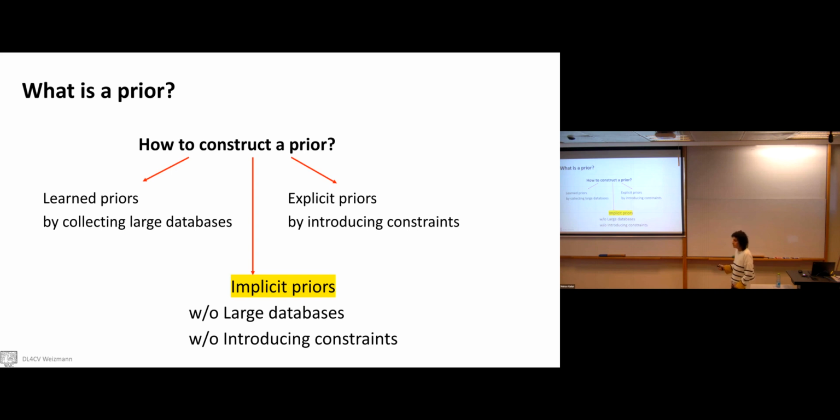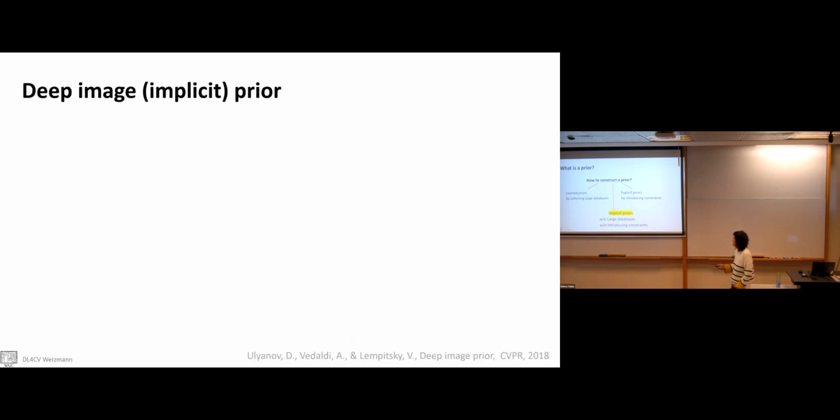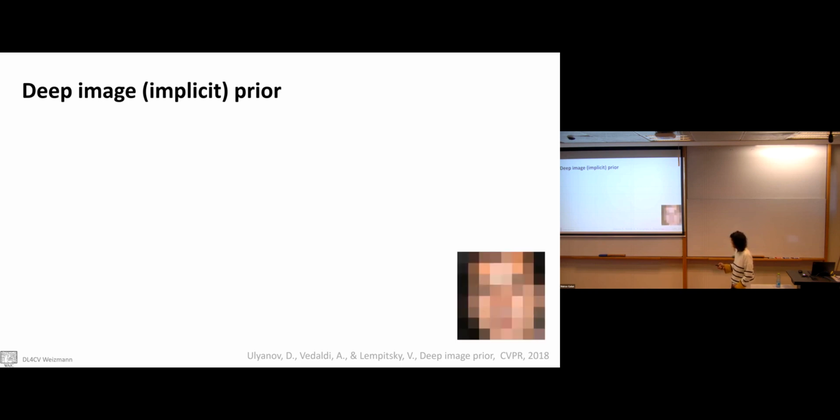However, without large databases and without introducing constraints. So this is the very nice progress that this work did. It was, I think, more than 6 years ago. It's called deep image prior, a work by Ulyanov, Vedaldi, and Lempitsky from CVPR. And they say the following. I have the degraded image. This is the only input that I'm going to introduce to my network. That's just the degraded image, nothing else.